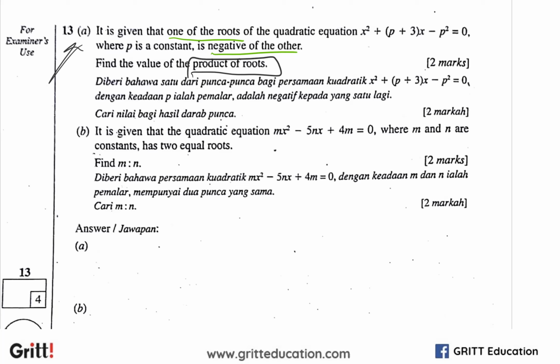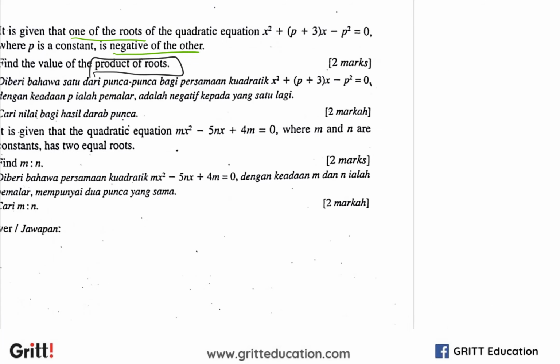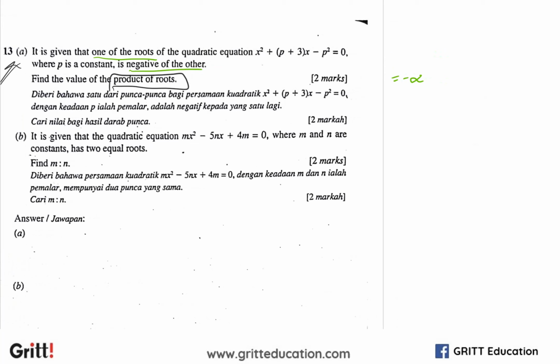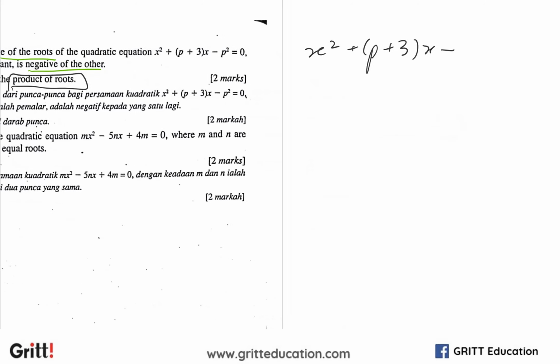So what does it mean by this? It's saying that if one root is alpha, the second root is negative alpha. So that is the clue that's given. How you want to answer this question is, first you want to list down all of the parts. So we have x squared plus (p plus 3)x, and then minus p squared equals 0.